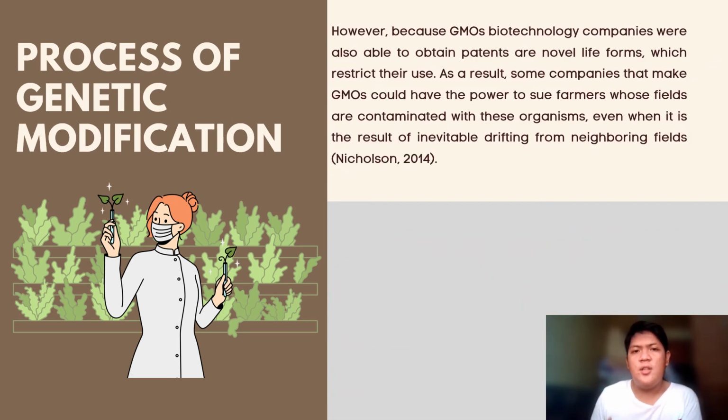However, because of genetically modified organisms, biotechnology companies were also able to obtain patents on novel life forms, which restrict their use. As a result, companies that make GMOs could have the power to sue farmers whose fields are contaminated with these organisms, even if the result is inevitable drifting from neighboring fields (Nicholson, 2014).